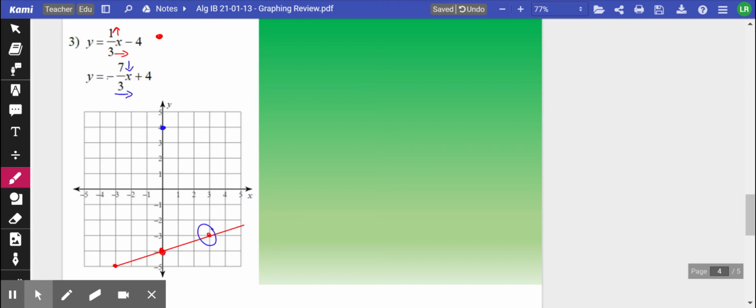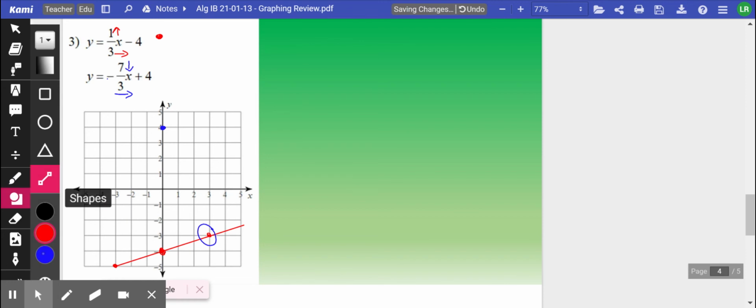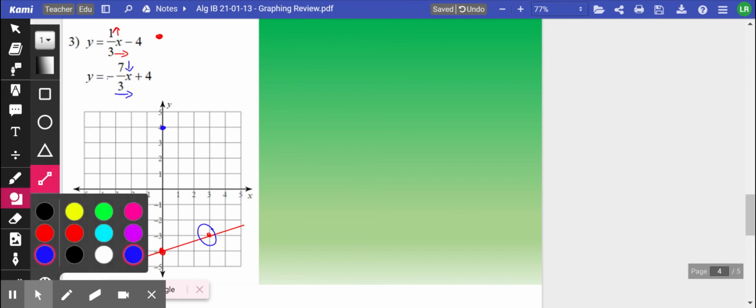And I like to circle that point because that one works on both. Best here. Not perfect, but it's there.